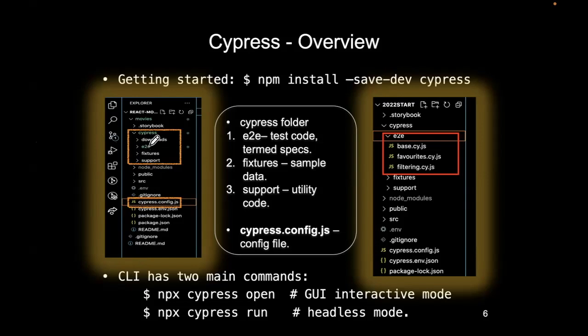Cypress talks about test specs. See the word specs here. A test spec is essentially a single file that contains Cypress test code. It's up to you how you break up your overall specs into individual files. It's not as straightforward as unit testing, and we're not going to necessarily get into that. On the right here, you can see I have some test spec files.